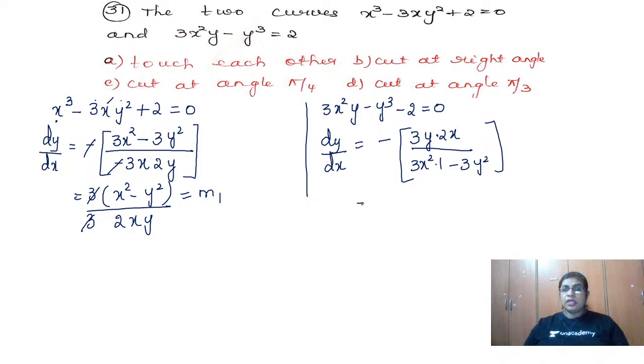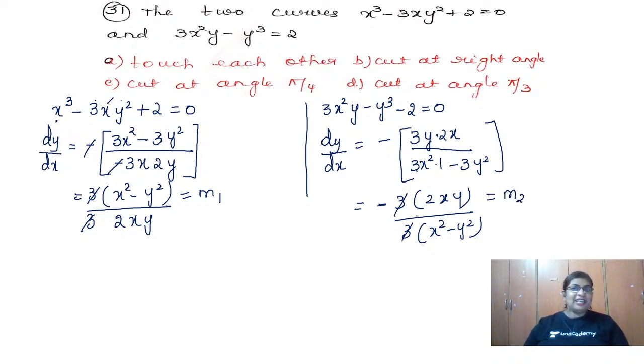Okay, so now here I can see 3 common, take it out. So it is minus 3 outside. So you are getting 2xy by 3, take out, you are getting x square minus y square. Okay, so this 3 and 3 gets cancelled. So this is your m2.